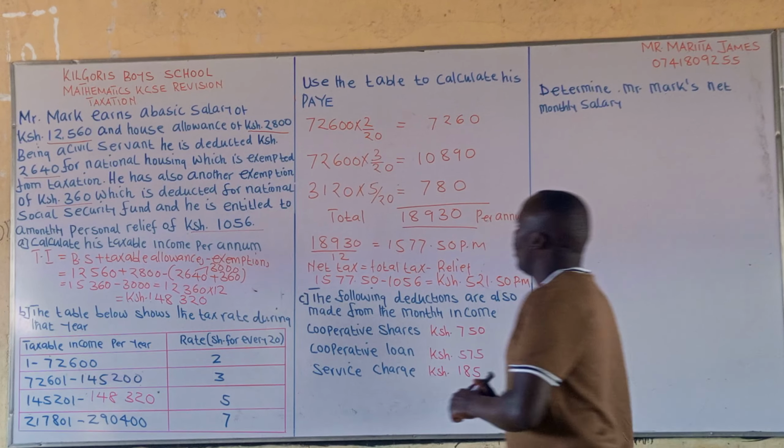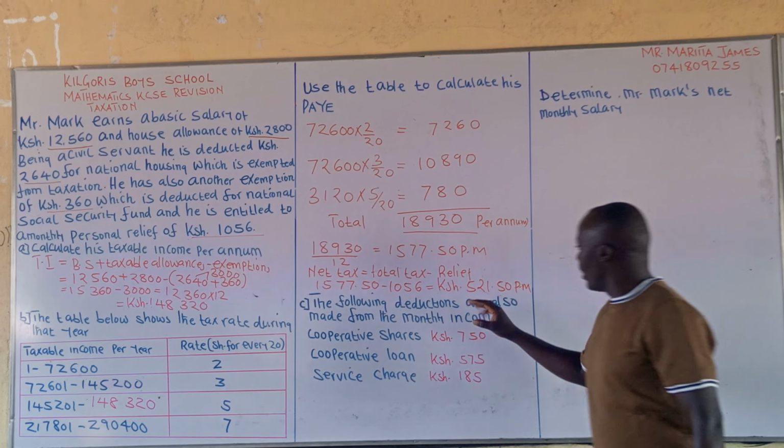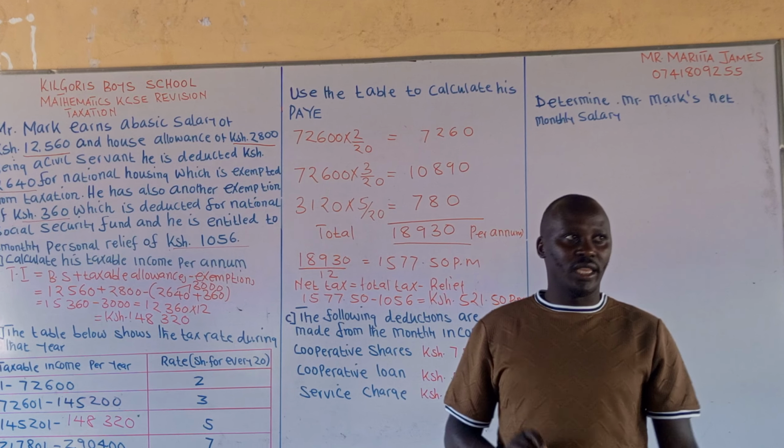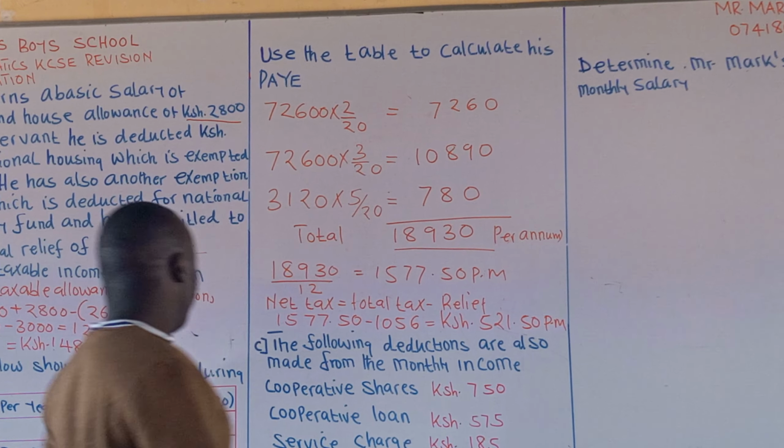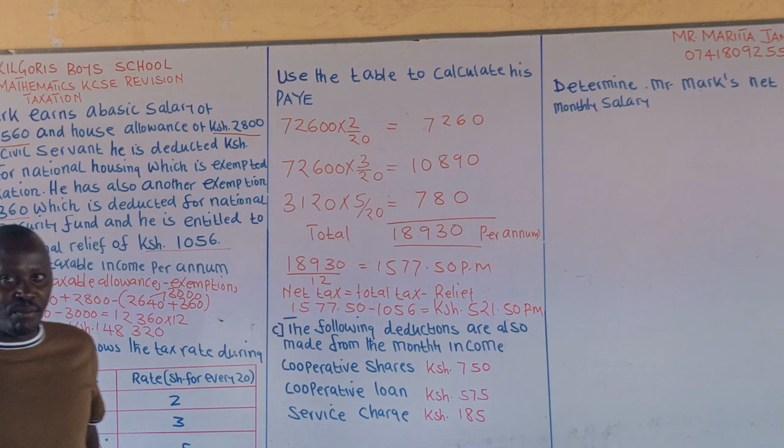This is the pay of Mr. Mark per month, which is 521,000 per month. Now, the following deductions are also made from the monthly income.